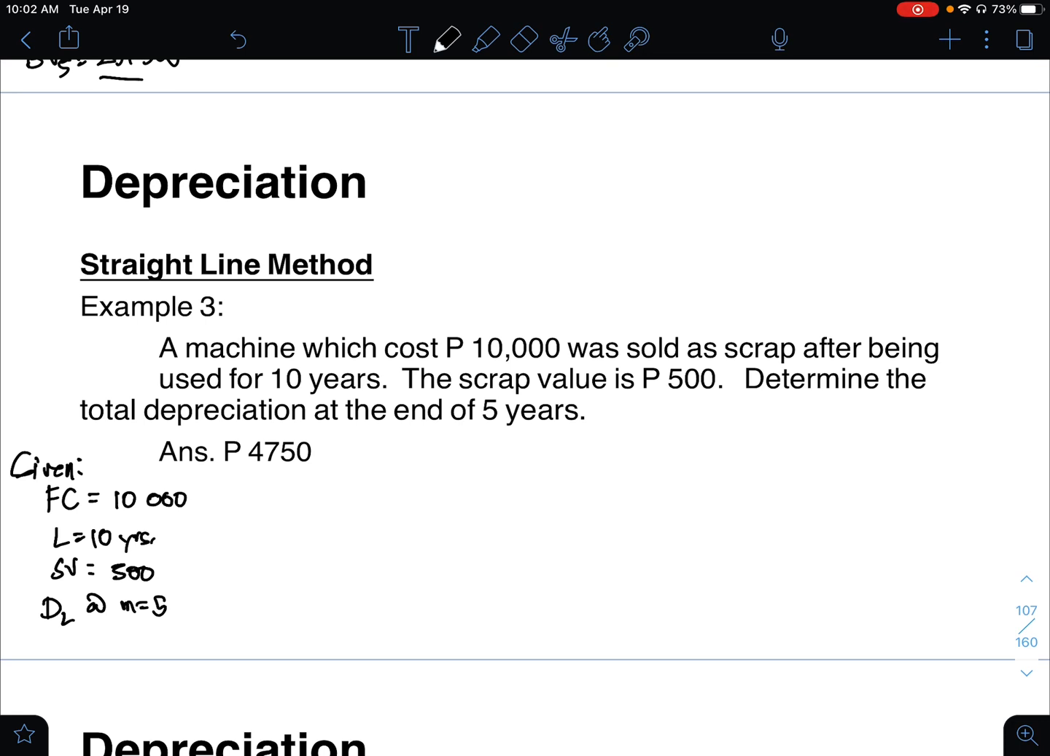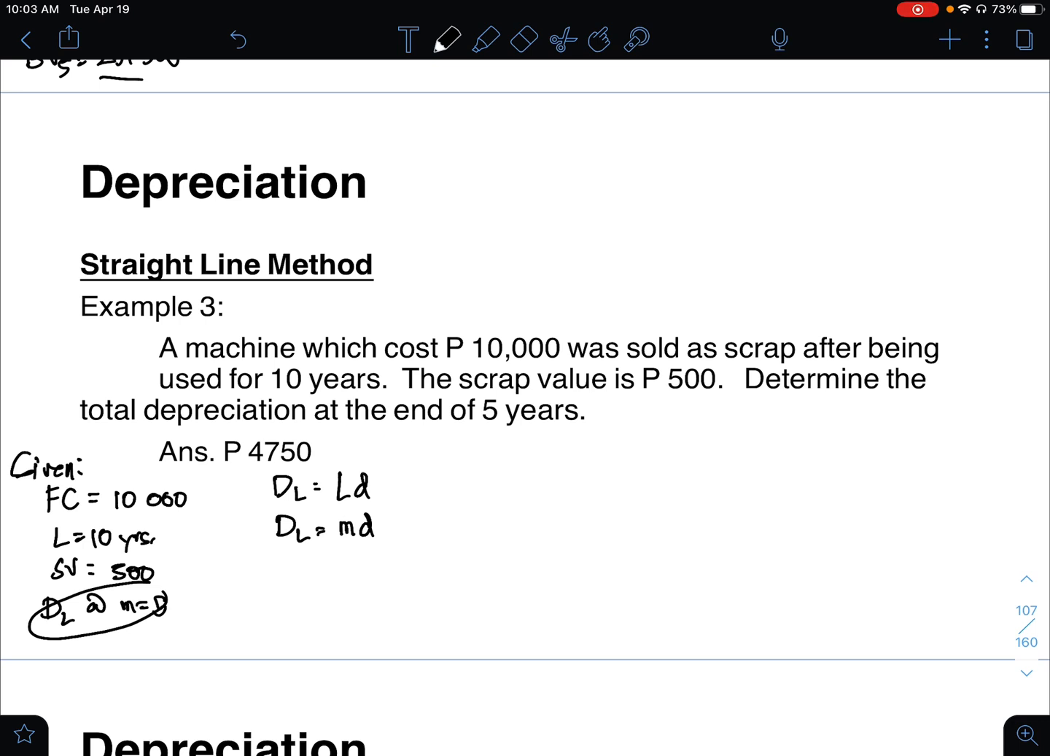So, now we have the formula for DL, the total depreciation of its useful life in years, which is equal to L times D, in which L is the total number of years in which it was used. Since we are looking for DL at M equal to 5, we can change L to M, which is still the number of years. So we are going to solve for D.